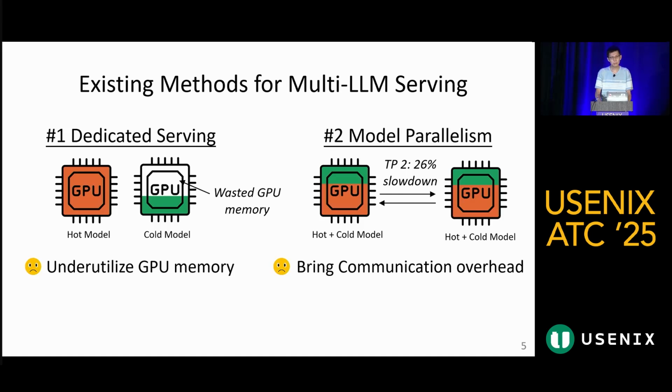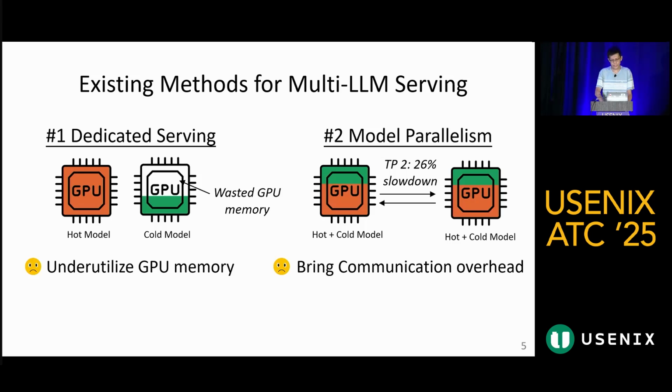So, how is the problem handled today? Existing methods fall short. The first solution is simple: dedicated serving, which deploys the hot and cold models on separate GPUs. It can waste significant GPU memory on underutilized cold models.